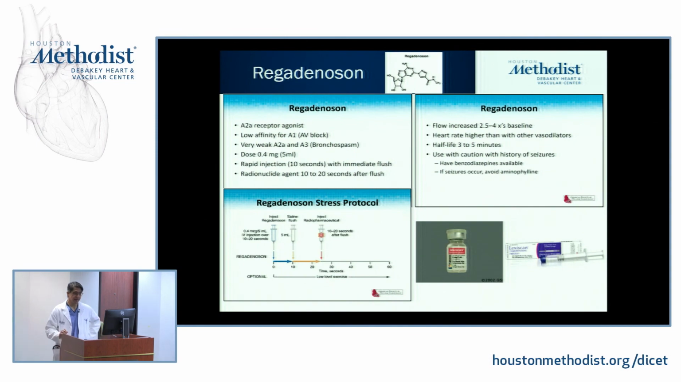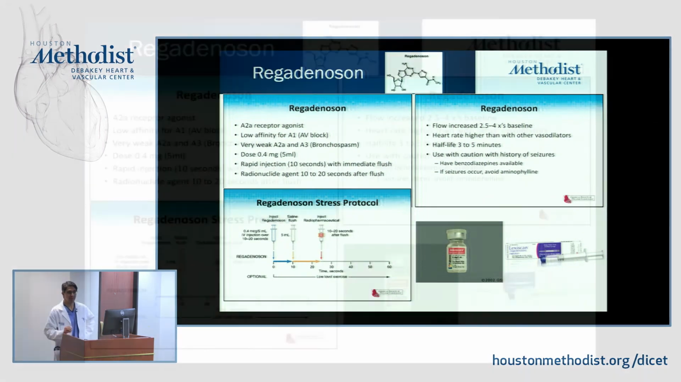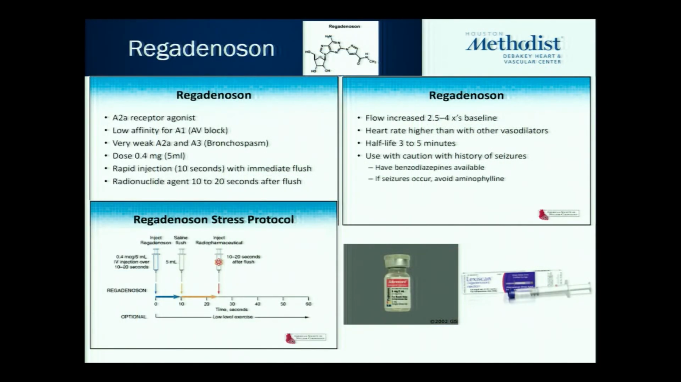Now, regadenoson is the agent that y'all are all very familiar with, and where we'll probably spend a little bit more time on. This is an agent that is specific for the A2A receptor, the receptor that's responsible for coronary vasodilation. It has very weak affinity for those other receptors.